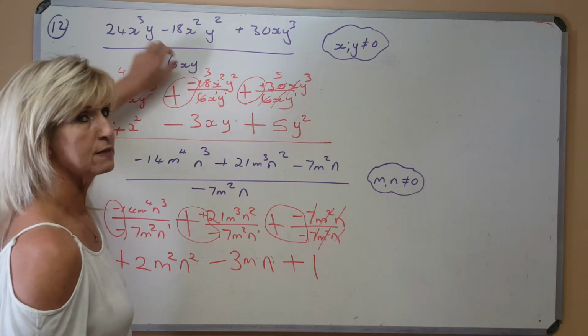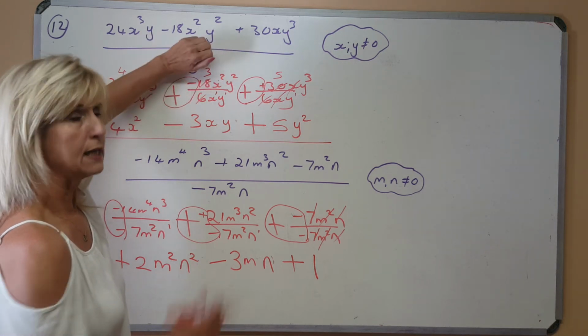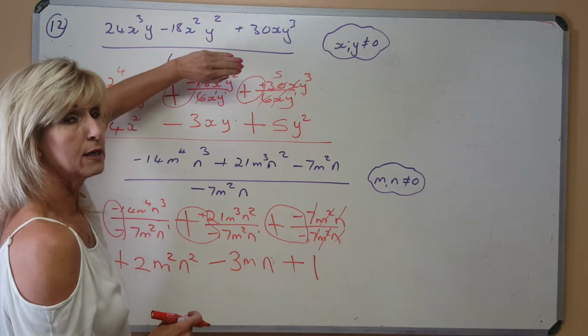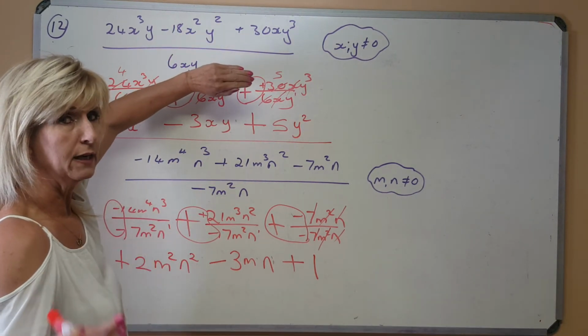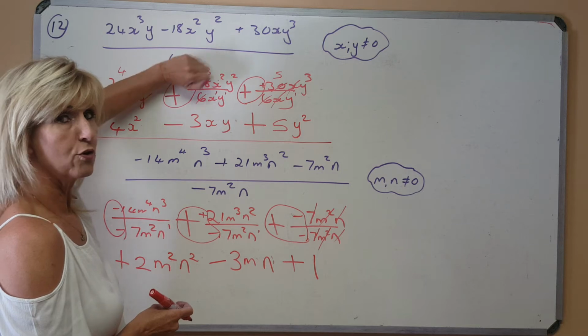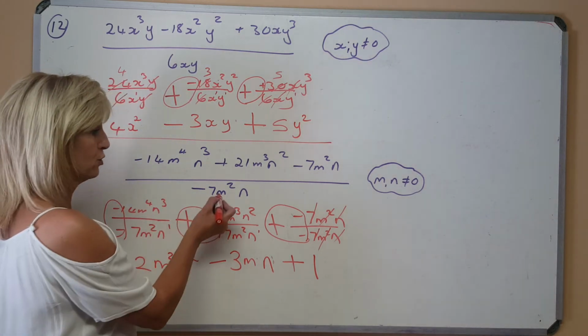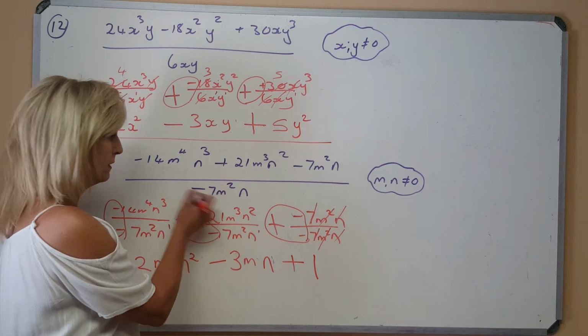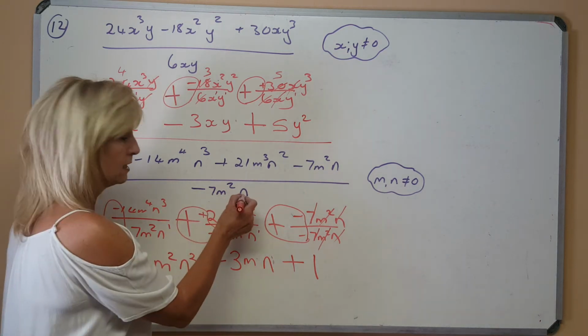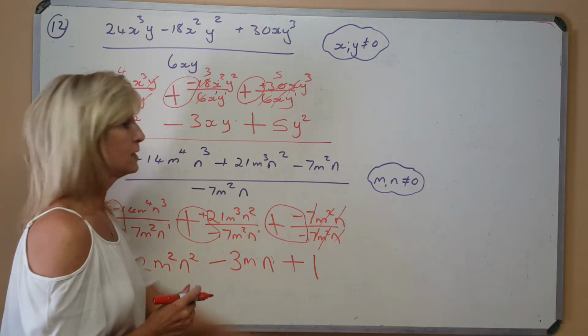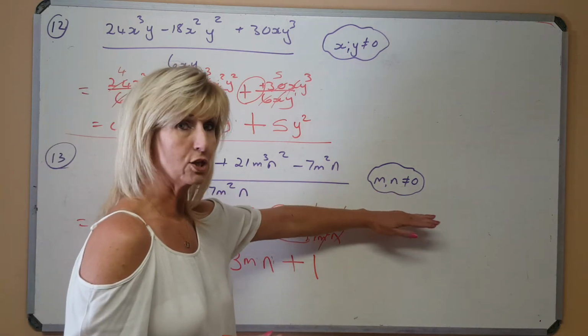As x 0 was hierdie hele noemer 0. En enige iets gedeel deur 0 is ongedefinieerd. If I divide by 0, the answer is undefined and there's no more sum. Dan is daar mos nie meer 'n antwoord nie. So net so hier. M kan nie 0 wees nie, want dan is die hele ding 0. N kan ook nie 0 wees nie, want dan is die hele ding 0. That's why they say these things next to the sum.